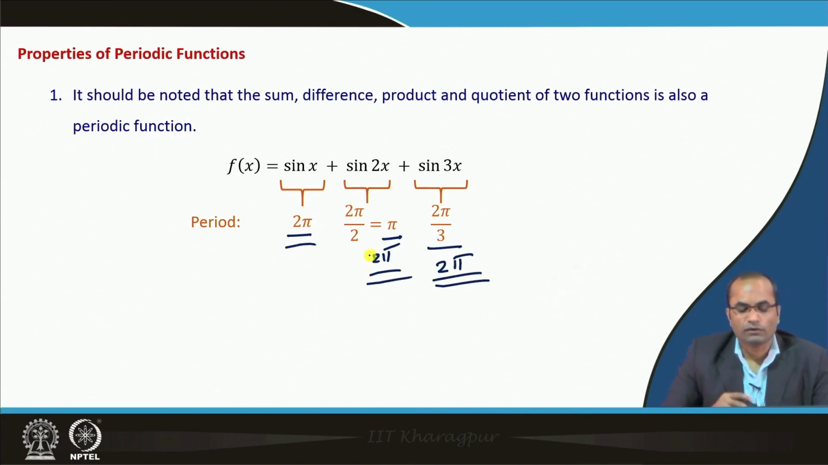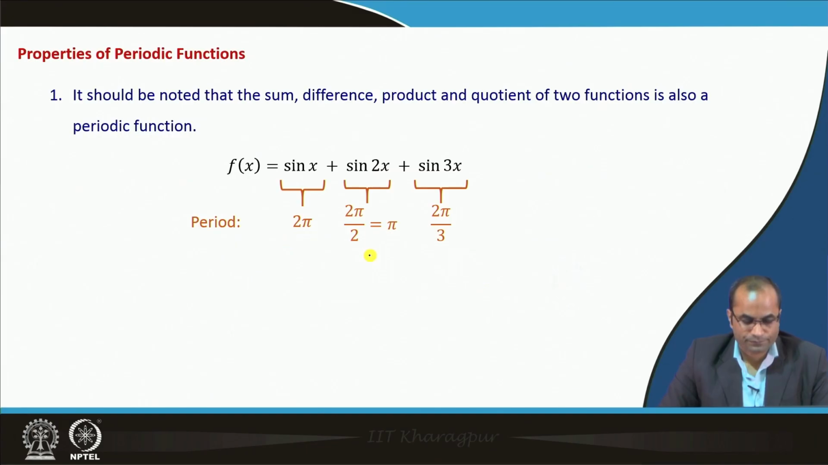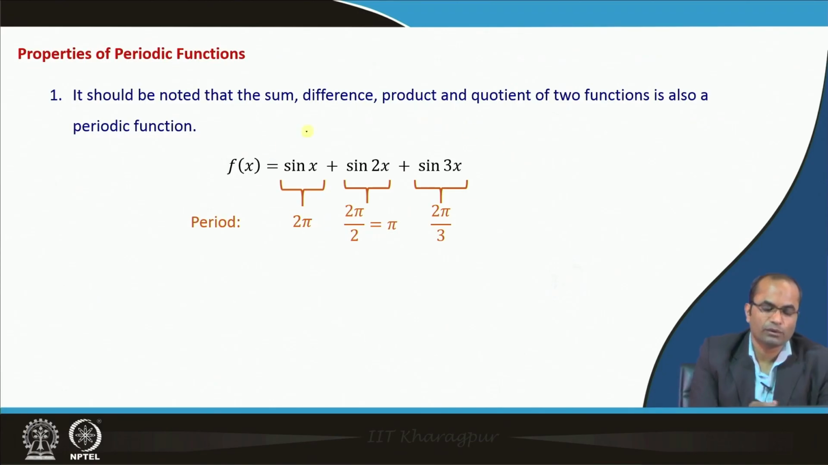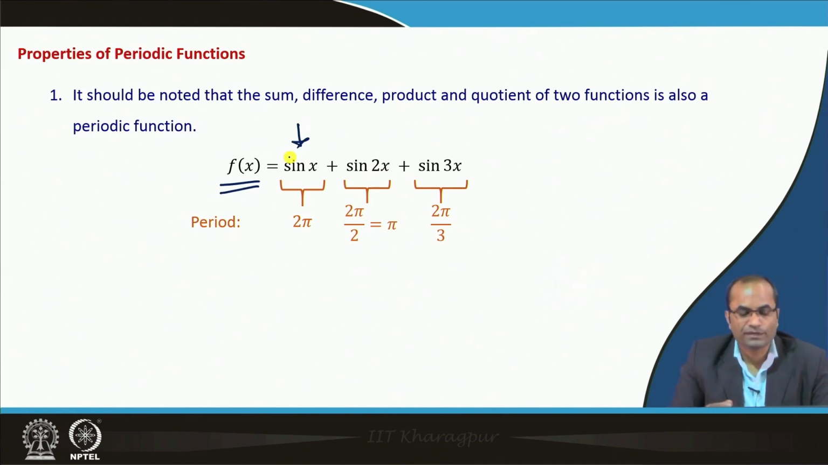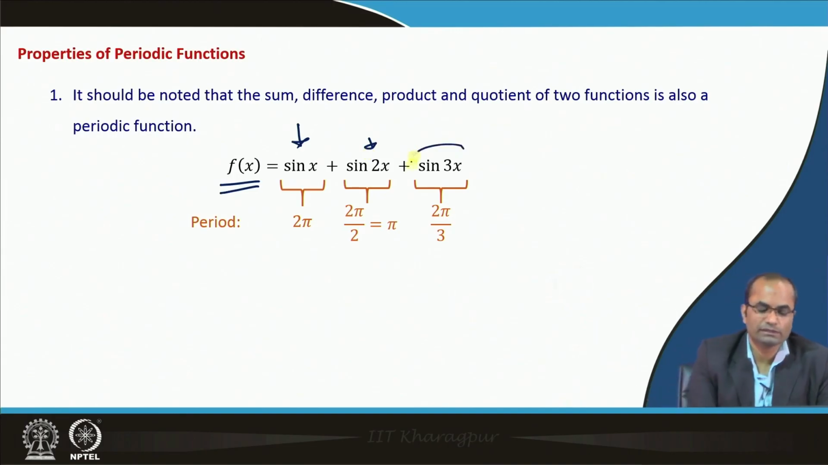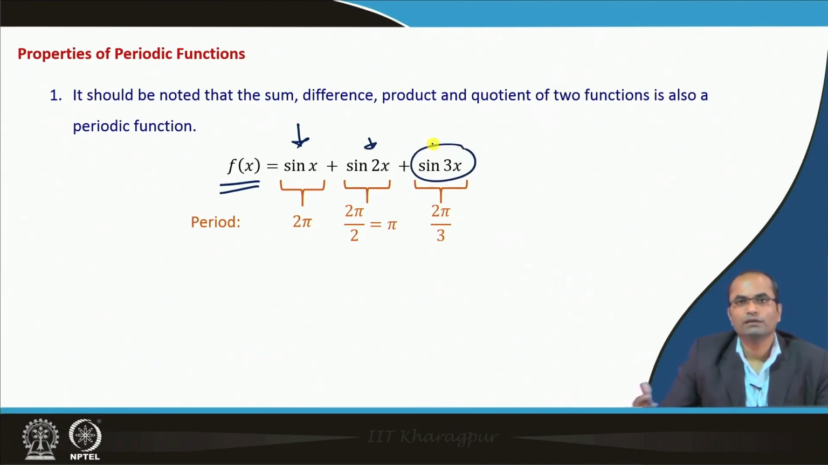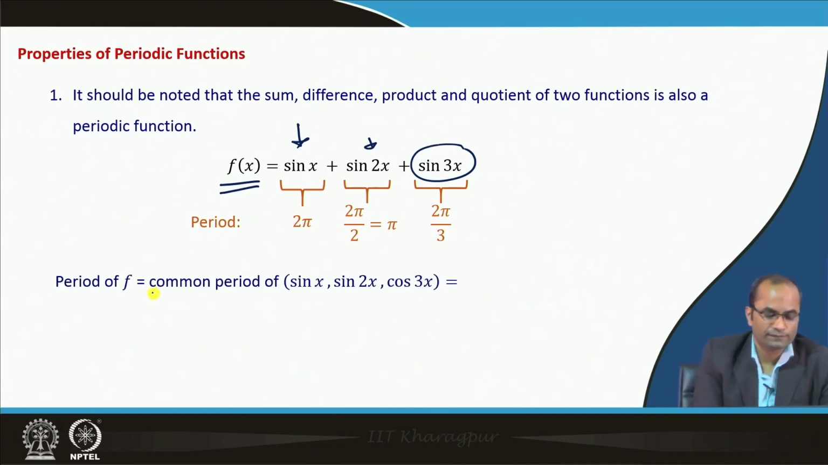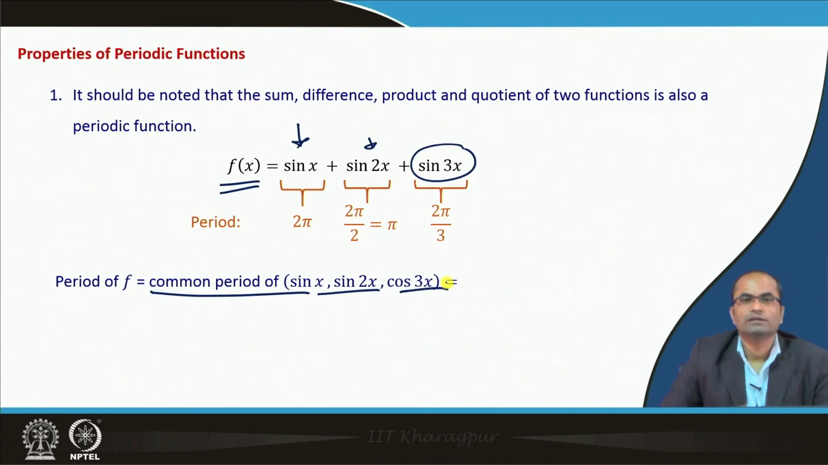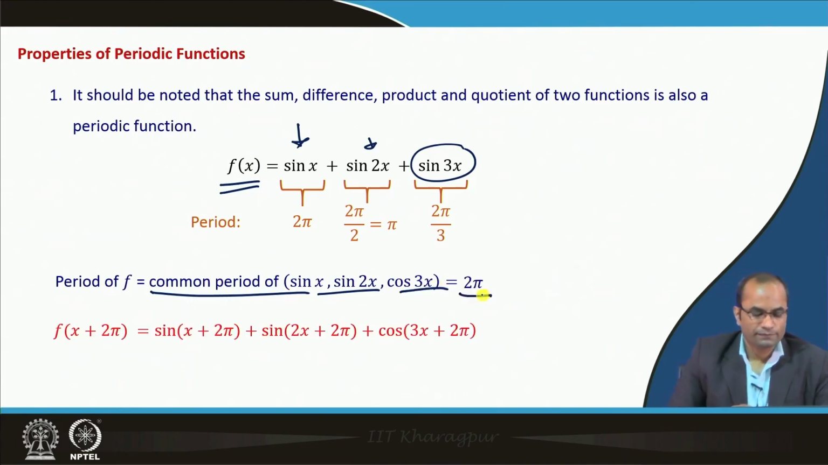So, the common period of all these three functions is actually 2π, and as a result we can tell something about the period of f(x). This one repeats its value after 2π, this one repeats after π, and naturally after 2π also, and this one also repeats after 2π. So, the sum function will also repeat its value after the 2π period, which is the common period of all the functions sin x, sin 2x and sin 3x. So, it is 2π here.